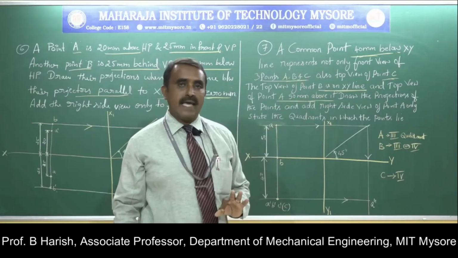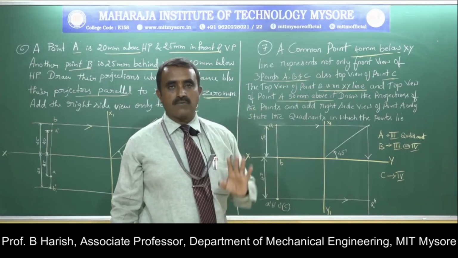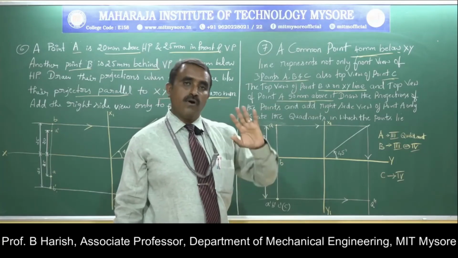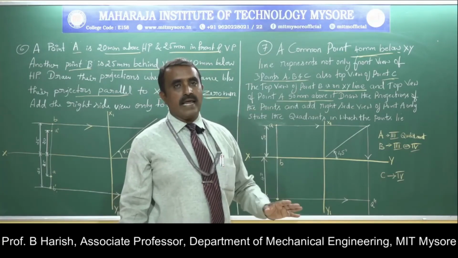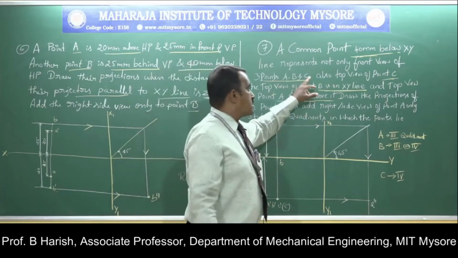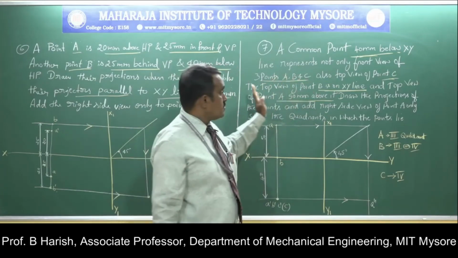So there are three points A, B and C, and totally I should have six views. All are directly given. One projection represents four views.